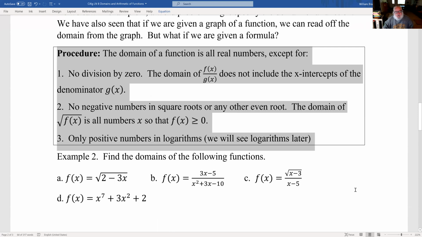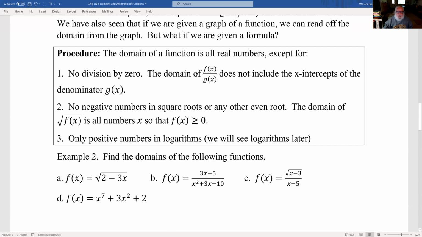The domain is all real numbers except for 3 exceptions. You can't divide by 0. So if you've got a fraction, the domain is everything except where the denominator is equal to 0, or the x-intercepts of the denominator.